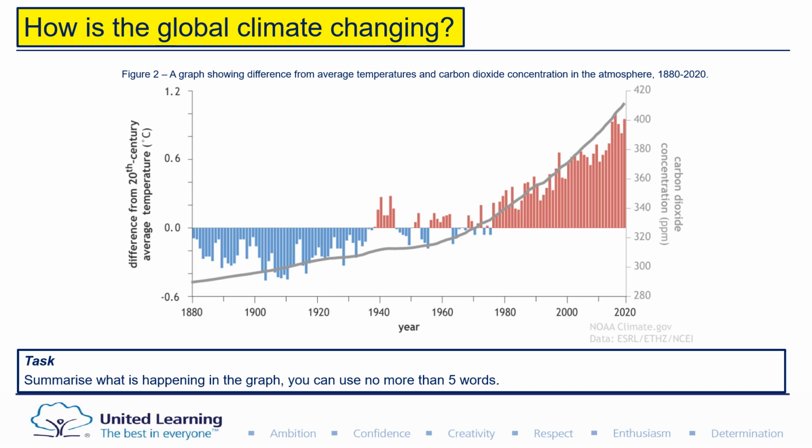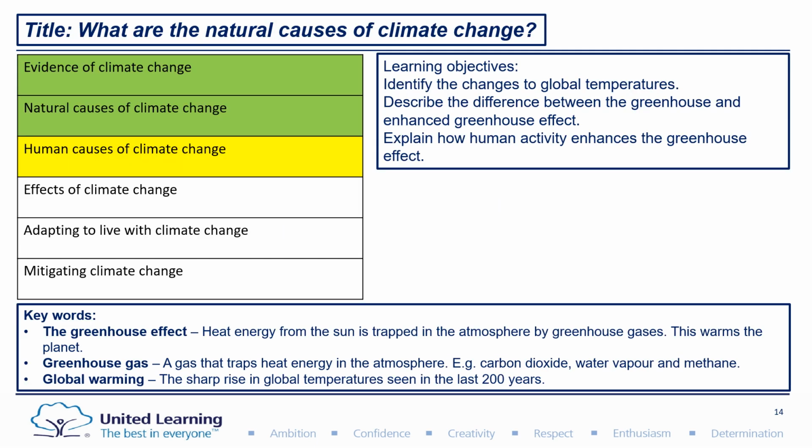I just want you to pause the video here and just summarise what's happening in the graph. Okay, use no more than 5 words. You've got to talk about CO2 and temperature within the atmosphere. Right? Get that down. Brilliant, well done. So if you did this, you might have CO2 increases, so does temperature. Perfect, 5 words.